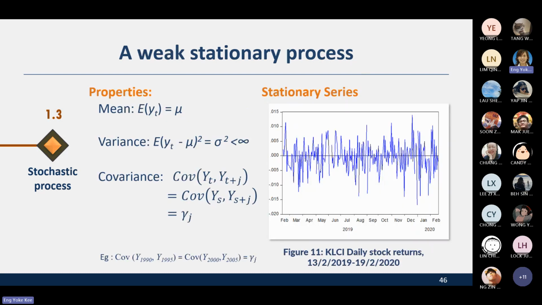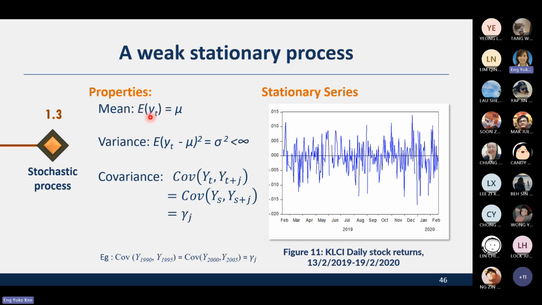So let's look at weak stationary. If we cannot ensure that our data is strict stationary, what we can do is look at a lower version called the weak stationary process. The weak stationary process has these characteristics. Remember, property means characteristics, right? So for weak stationary data, it must fulfill these 3 characteristics.